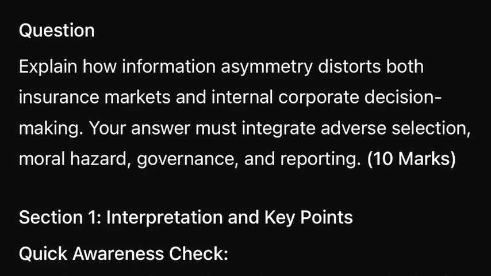Information asymmetry is a fundamental market friction that distorts both external insurance pricing and internal governance. In insurance markets, asymmetry leads to adverse selection, where the hidden characteristics of policyholders result in a pool of risks that is systematically worse than the insurer's pricing assumptions. This is compounded by moral hazard, where the hidden behavior of the insured changes post-contract, increasing claim frequency and severity.